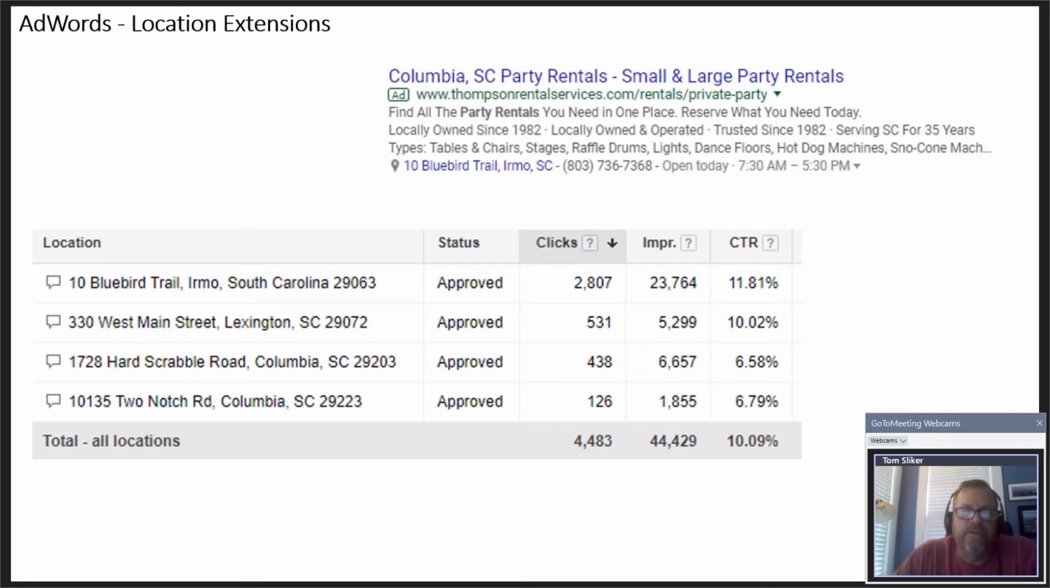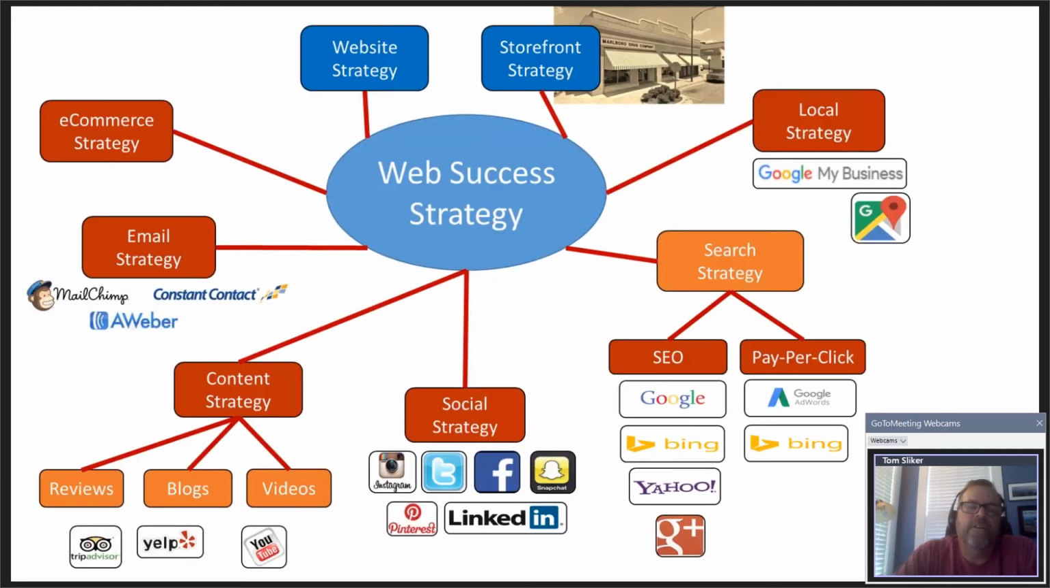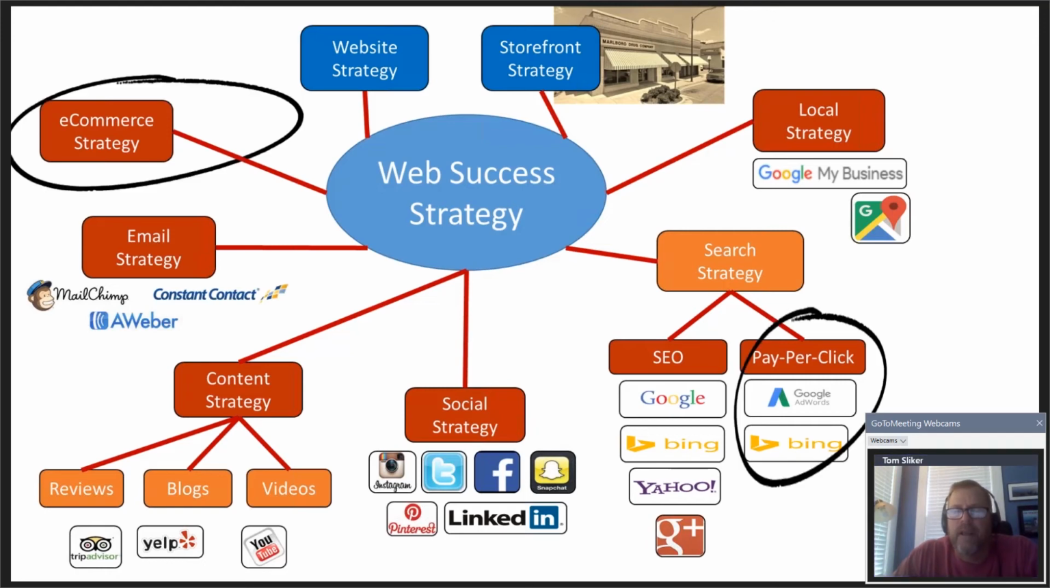So in review, we talked about a number of the key measurements and metrics, and we talked about a number of Google AdWords extensions, and focused on pay-per-click today.